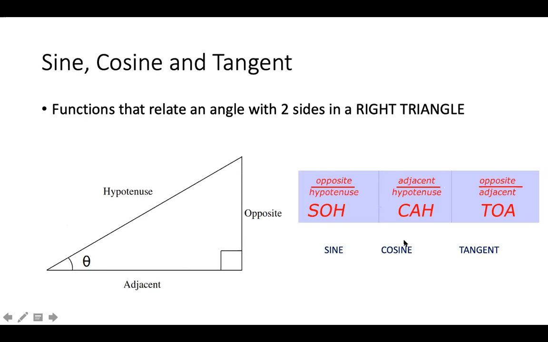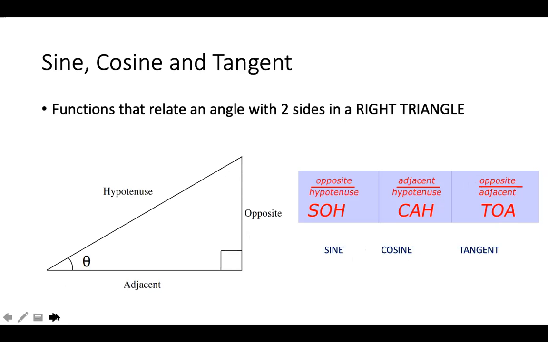For CAH, we can remember it as adjacent over hypotenuse. So as long as I have either the adjacent or the hypotenuse, I can find out what the other side will be. And then for TOA, as long as I have either the opposite or the adjacent side, I can find out what the other measurement will be, sorry, the other triangle side will be. So these are three easy mnemonics to remember, SOHCAHTOA, in relation to sine, cosine, and tangent.